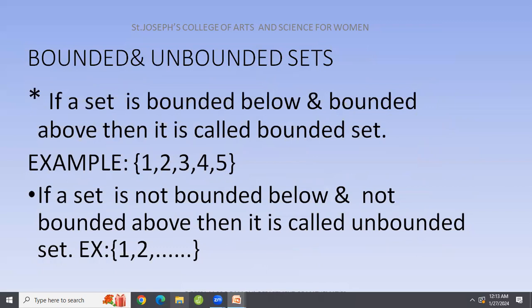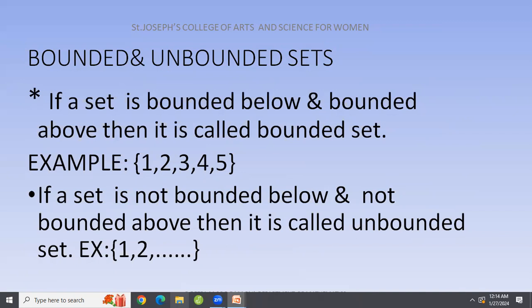The next one is bounded and unbounded sets. If a set is bounded below and bounded above, then it is called a bounded set. For example, consider the set 1, 2, 3, 4, 5. In this set, 1 is the lower bound and 5 is the upper bound. Therefore, the set has both an upper and lower bound, so we can say that it is a bounded set.